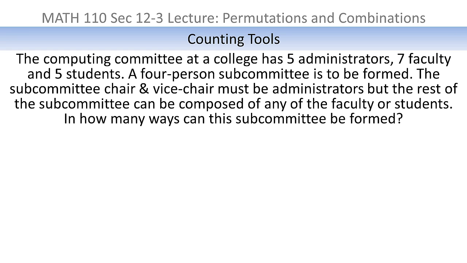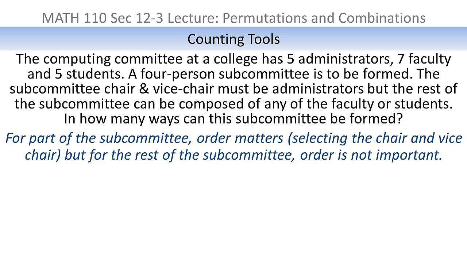The subcommittee chair and vice chair must be administrators, but the rest of the subcommittee can be composed of any of the faculty or the students. And the question is, how many ways can this subcommittee be formed? You've got to take this apart, because this is a little more complicated than the simple case of just a permutation of all the objects. This is a permutation of some subset of them, or this is a combination. This has more to it than that, so you have to take it apart.